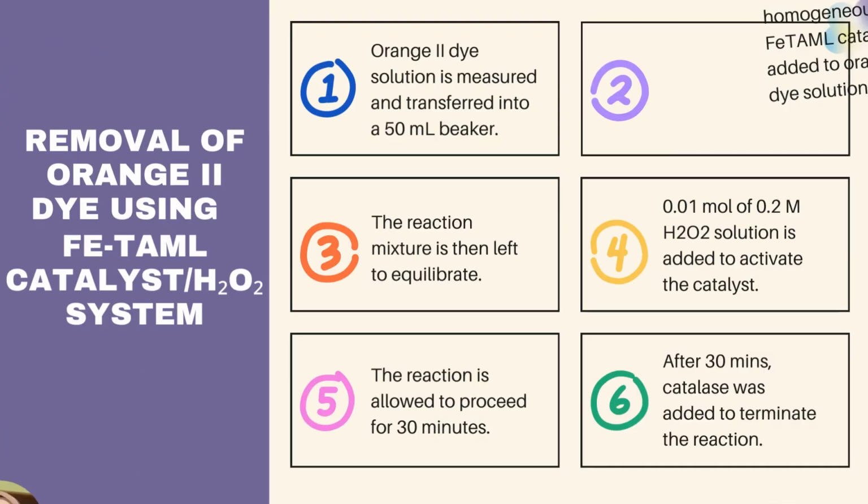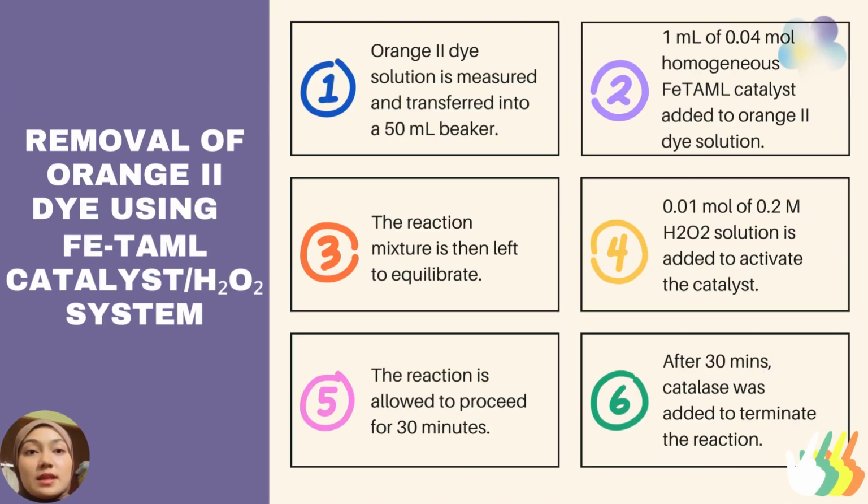To remove Orange 2 dye, a homogeneous Fe-TAML catalyst is added to the dye solution and allowed to equilibrate. Once the equilibration period is completed, hydrogen peroxide solution is added to activate the catalyst. After 30 minutes, catalase was added to terminate the reaction.